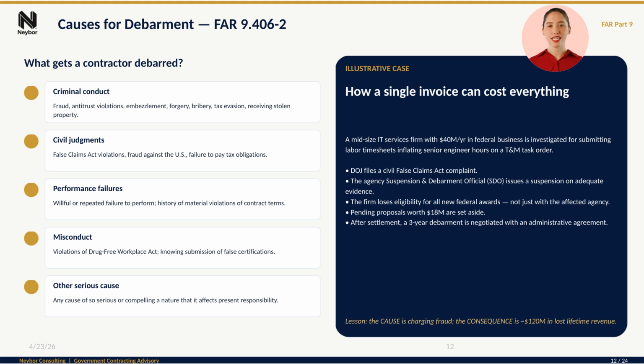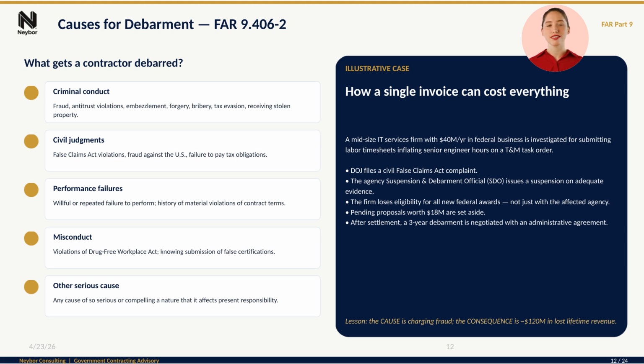Let's look at what actually causes debarment. The left column groups the causes into 5 buckets. First, criminal conduct: fraud, antitrust violations, embezzlement, forgery, bribery, tax evasion. Second, civil judgments, especially under the False Claims Act, which is the single most active debarment driver in federal contracting. Third, performance failures, not one bad contract, but willful or repeated failures. Fourth, specific regulatory misconduct like drug-free workplace violations or knowingly filing false certifications. And fifth, a catch-all: any cause so serious it affects present responsibility.